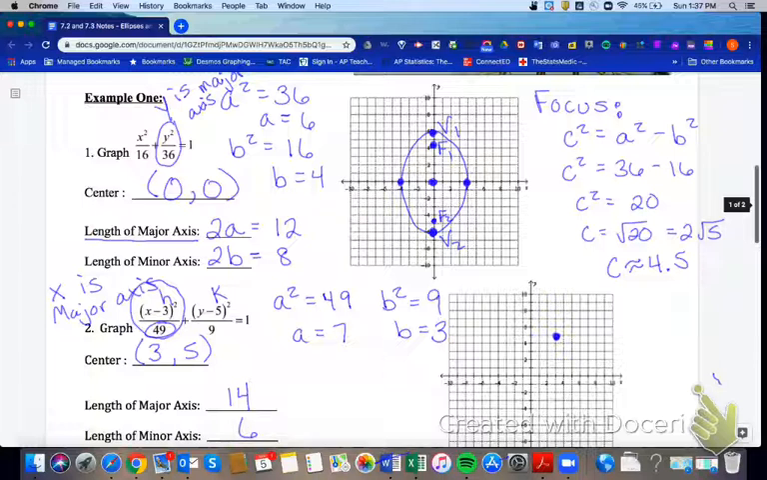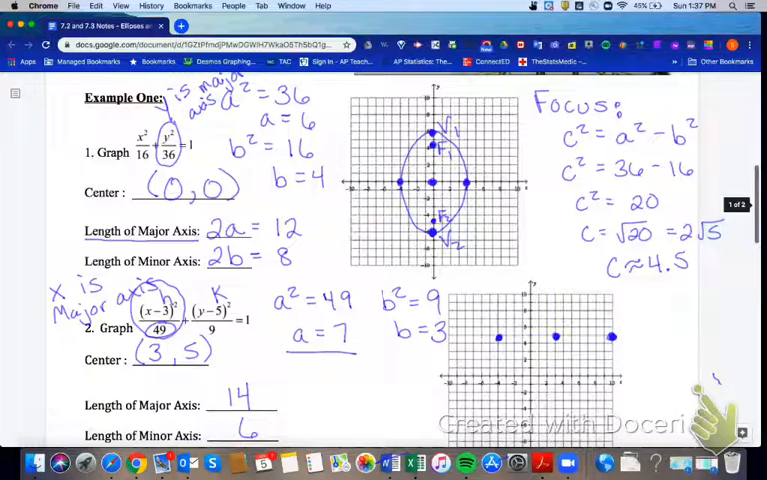So on our graph, from the center, because the major axis is x, we're going to go to the left 7 units and to the right 7 units. So that puts us at -4. And then going to the right 7 units puts us at 10.